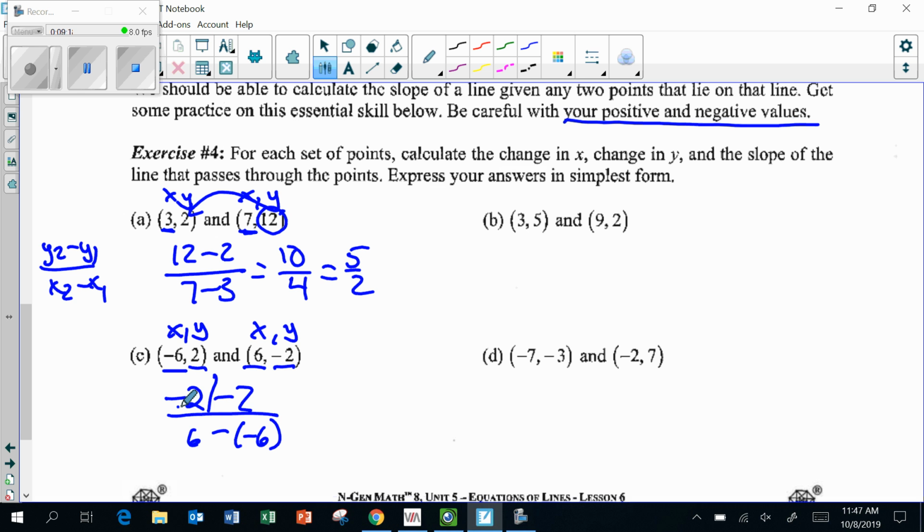-2 minus 2. I borrow 2 more, that's -4. 6 minus -6, that is not equal to 0 because the double negative really makes that a plus, so you get 12. -4 over 12, a 4 goes into both. A 4 goes into 4 once, and into 12 3 times, giving me a -1/3 slope.